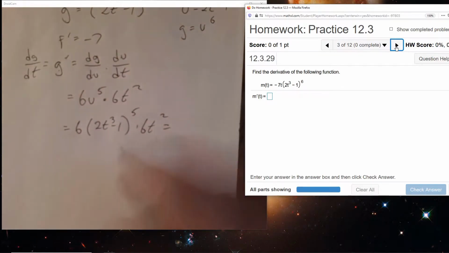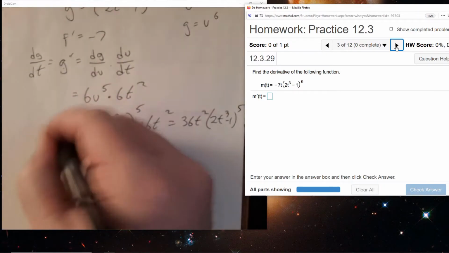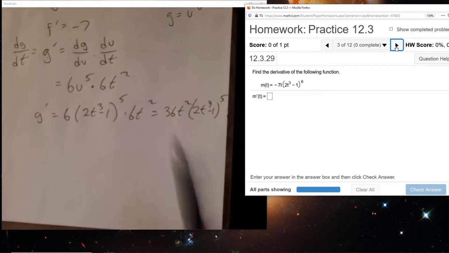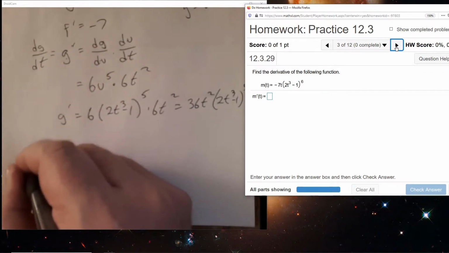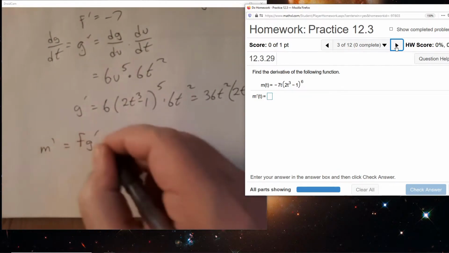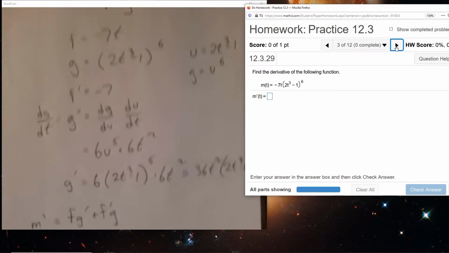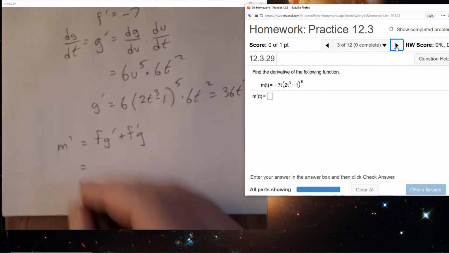And we have a minor cleanup here. 6 times 6 is 36. And that is our derivative. G prime, 36t squared, times the quantity there to the 5th. And now remember, we're still doing the product rule. So now that we have our pieces, we can stick them in. So we have f is minus 7t.